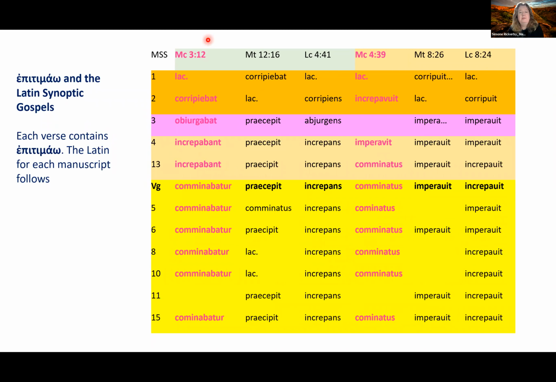We have Mark and its parallel passages, and the vocabulary across the Old Latin manuscripts is down here with the Vulgate in the center. K and E are up the top here, and A in pink. And as we can see, we have comminari here and a lack of comminari, I would say at this point, within Matthew and Luke. And this pattern repeats itself as we move through these slides.